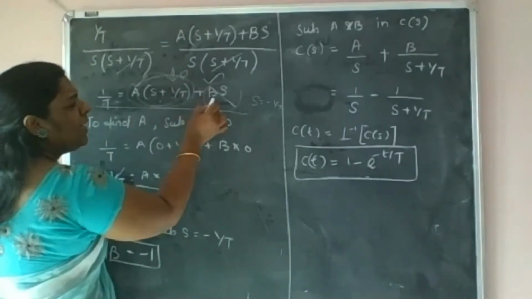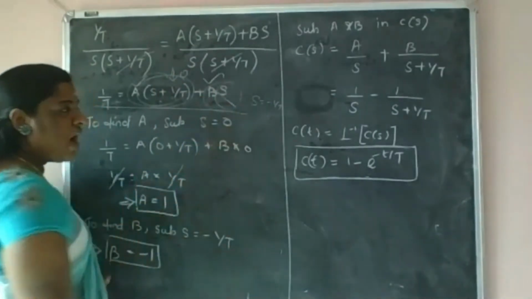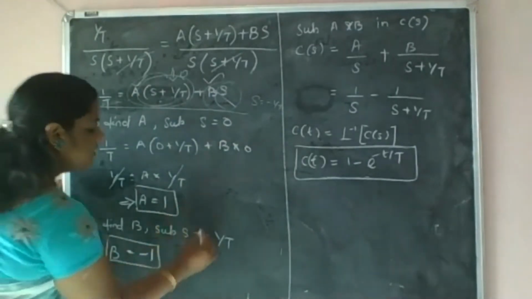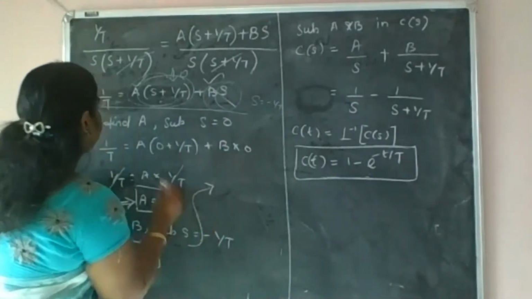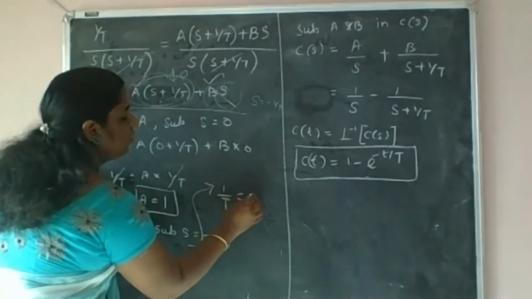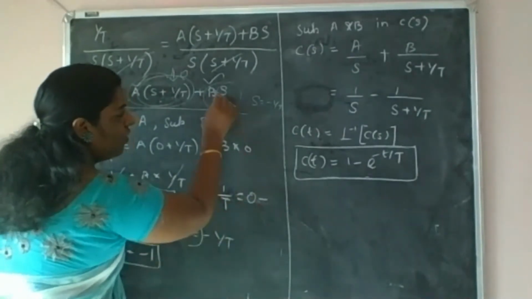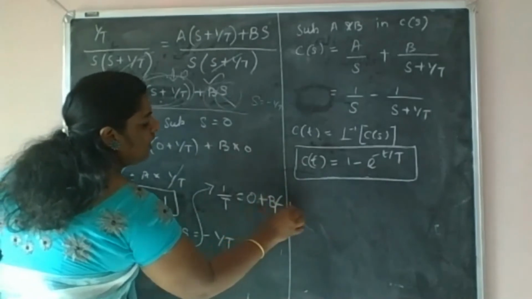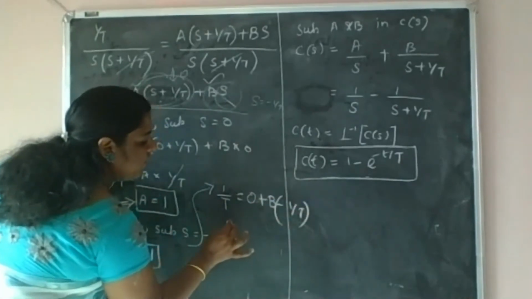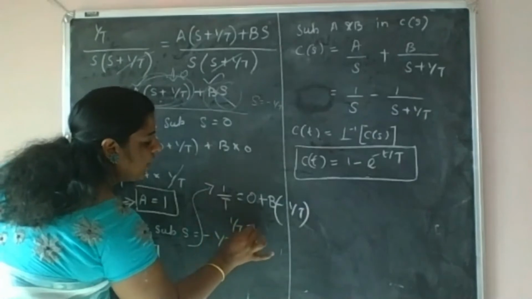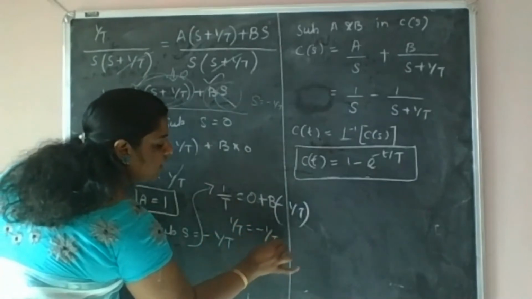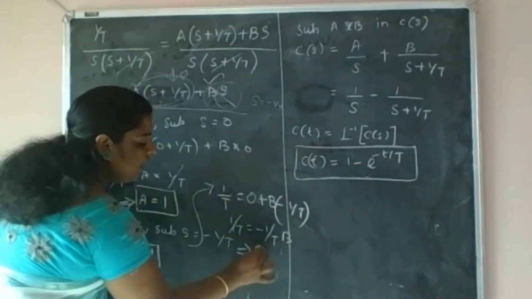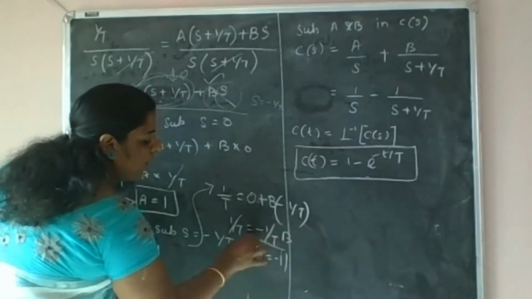And here we get B into, for s, we substitute the value of minus 1 by t. So we will get 1 by t is equal to 0 plus B into minus 1 by t. Simplifying this expression, we get 1 by t is equal to minus 1 by t into B. From this, 1 by t gets cancelled, so the value of B is equal to minus 1.